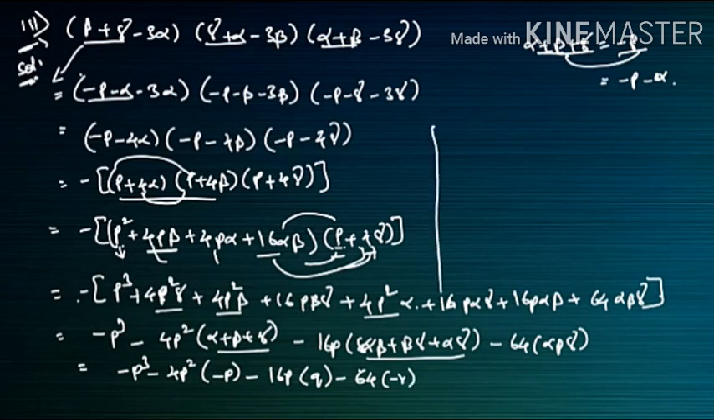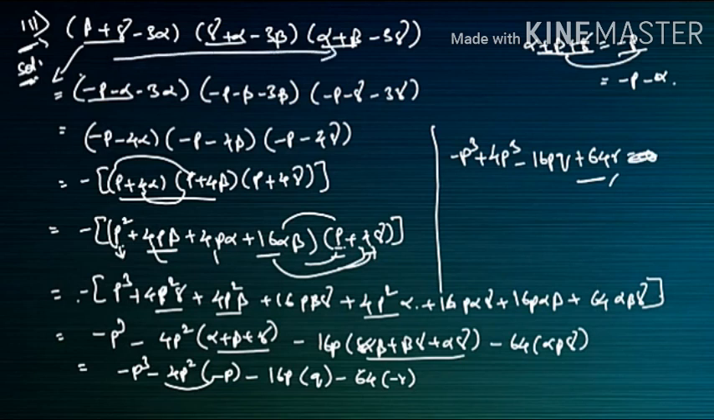So I will write the answer here. It will become minus p cube, and minus into minus plus 4p cube, and here 16pq minus 16pq minus 64r, so minus into minus plus 64r is equal to, so like this the answer will come here. So this total is the answer, okay?